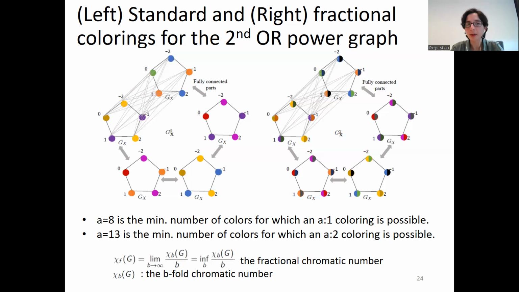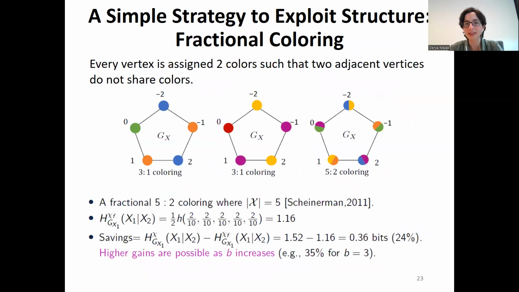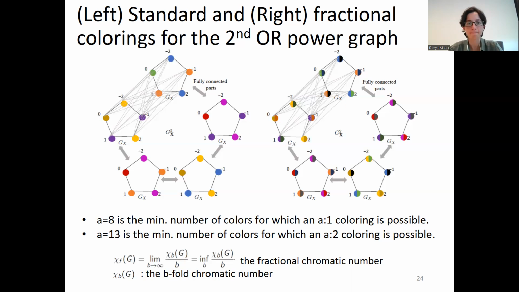For example, if we consider this small graph, the first order power graph, I have 5 vertices, but I need 3 colors in total. It can be shown that the fractional chromatic number for this graph is indeed 2.5. And if I go back to this example, indeed, this 5x2 coloring for this example is optimal. There is no other way to find a better coloring for this example. It's the most efficient coloring.